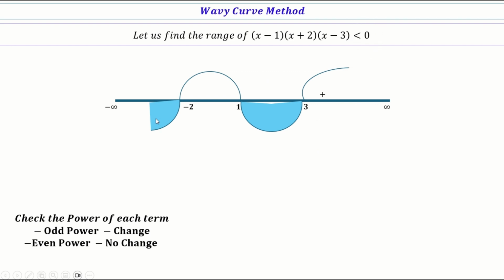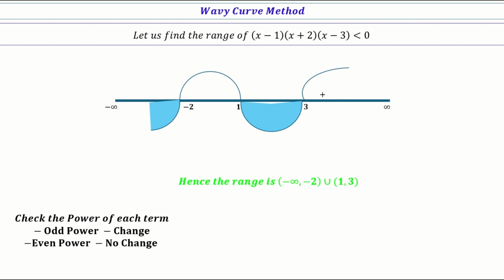So you are looking at less than 0 values, so that range is this one. This is the range for me. So my solution set is simple: minus infinity to minus 2, exclusive basically, union 1 comma 3, excluded. So this is how you apply the wavy curve method.